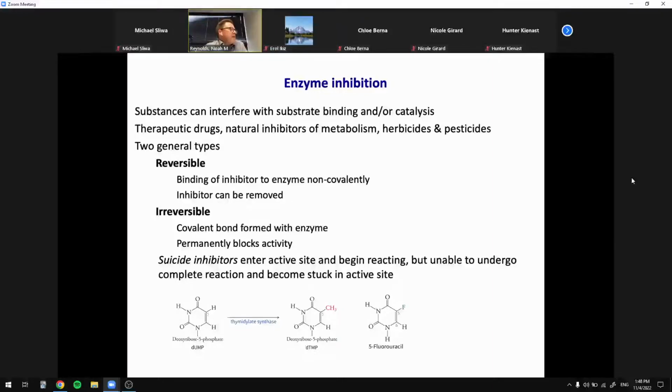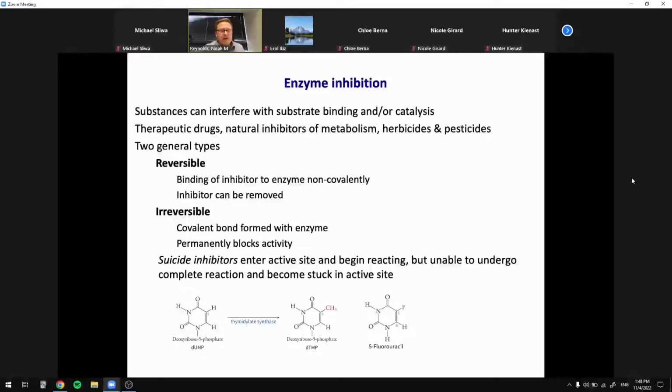Okay, so then we talked about how enzymes can be inhibited, right? And there are different types of enzyme inhibitors, and the two broad types can be reversible ones, where it's going to be non-covalent interactions and the inhibitor will be able to come off, and irreversible ones. So now we're going to have things with covalent bonds, that once the enzyme's inhibited, it's inhibited.